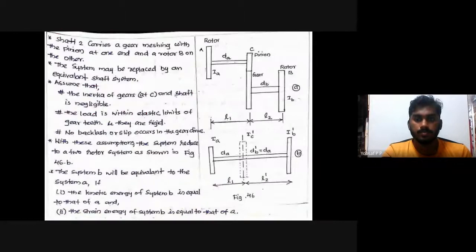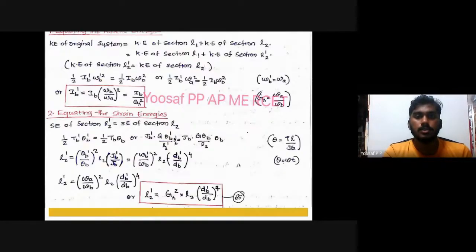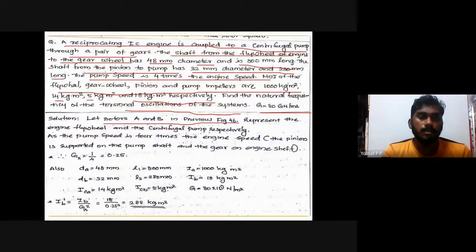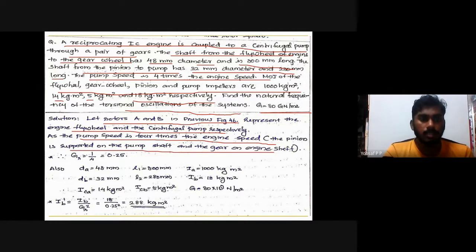This figure. See, the problem is like this. These represent the engine, flywheel and the centrifugal pump respectively. The pump speed is 4 times the engine speed. The pinion is supported on the pump shaft and the gear on the engine shaft. Gear ratio is 1 by 4 or 0.25.